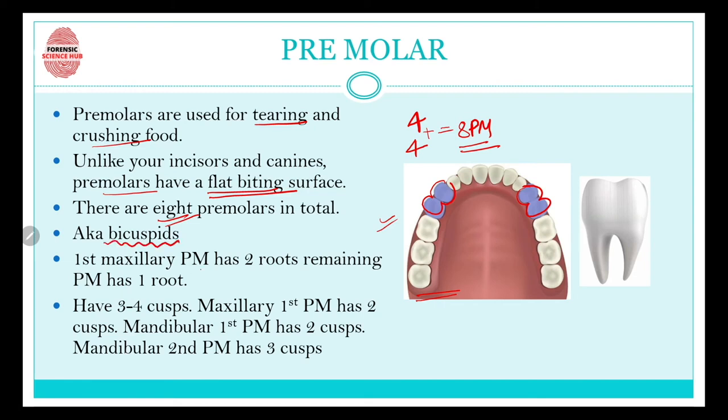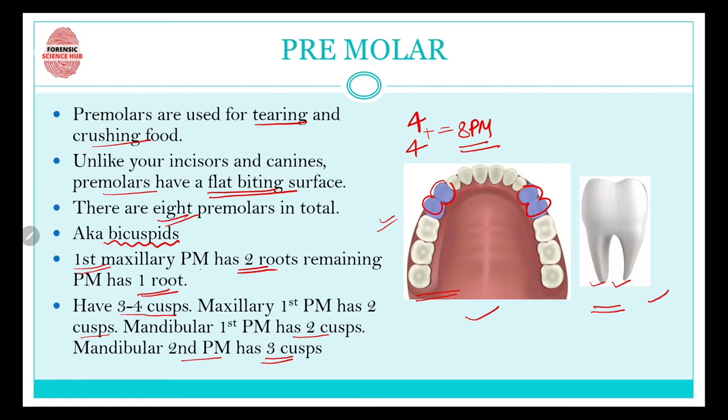First maxillary premolar has 2 roots, whereas all the other premolars have only 1 root. So if you look at this picture here, you can see that there are 2 roots. That means this one is a first maxillary premolar. A premolar might have 3 to 4 cusps. Maxillary first premolar has 2 cusps, whereas mandibular first premolar also has 2 cusps, and the mandibular second premolar has 3 cusps. So this is the shape of a premolar, and this is the location of a premolar.